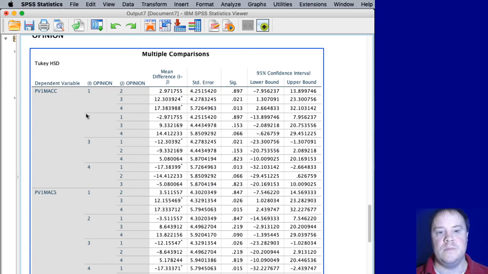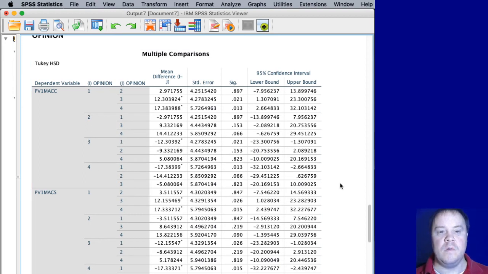So this group 2 seems to not score statistically significantly different than anyone else. And 3 only scores differently than group 1 here. And 4 scores differently only than 1. So what we're seeing is that really it's those who had the ability to express their opinion every single lesson scored much higher, or at least statistically significantly higher, than those who had it some lessons or never.